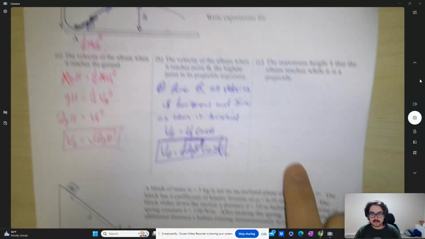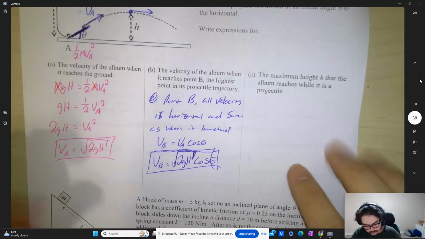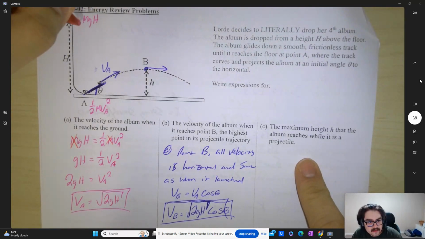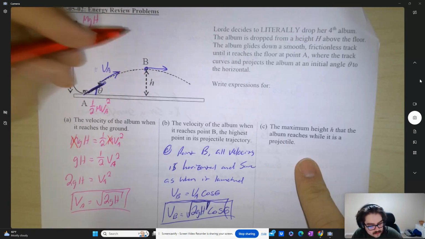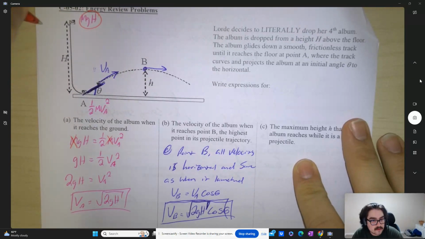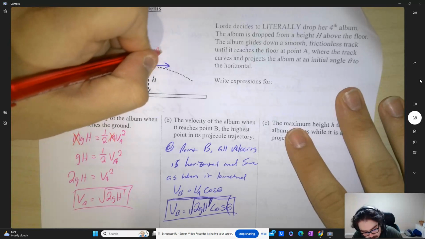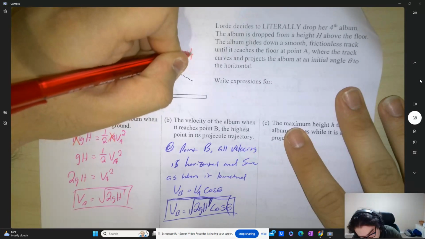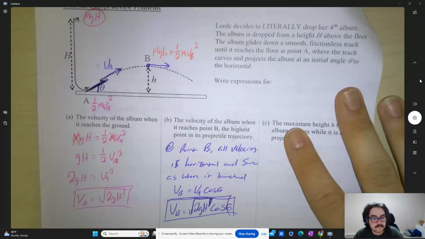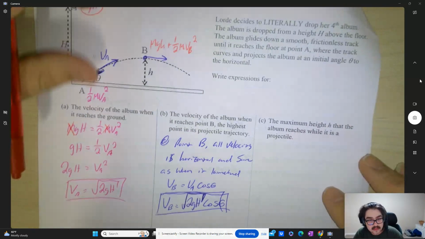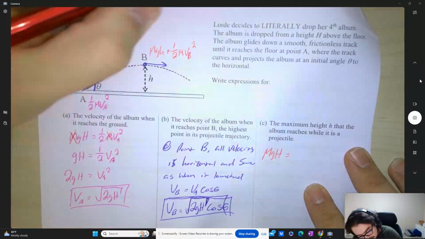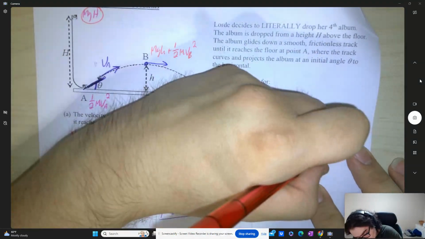To figure out the maximum height h that the album reaches while it's a projectile, I'm going to use conservation of energy, and you can actually use conservation of energy from the very beginning to here. The types of energy that are present: we have mgH up here. Here, it's going to have mgh plus 1/2 m v_B squared. So you can just set them equal to each other: mgH equals mgh plus 1/2 m v_B squared.